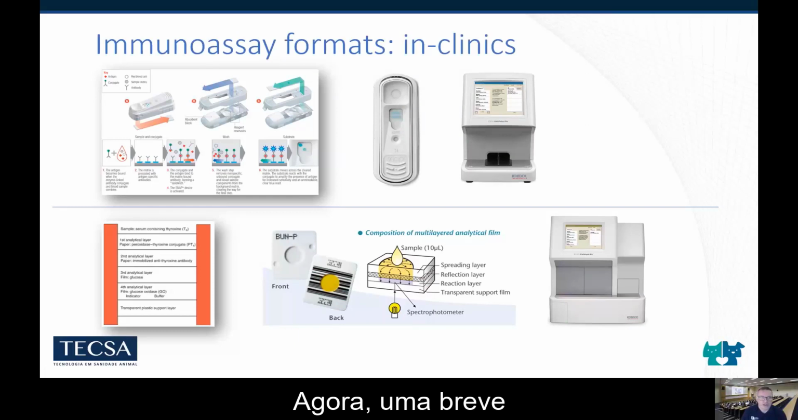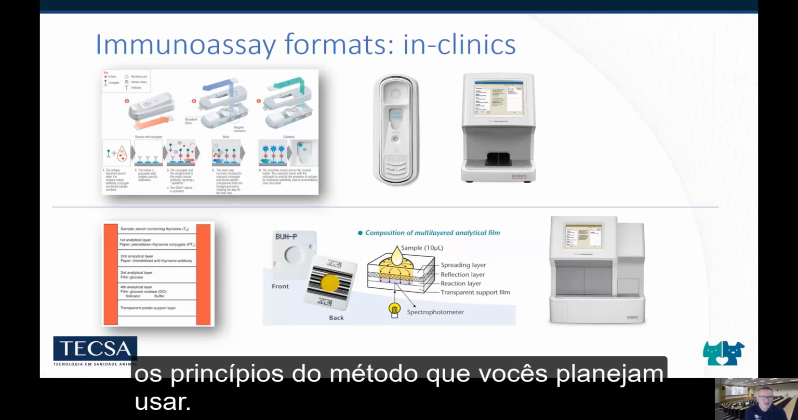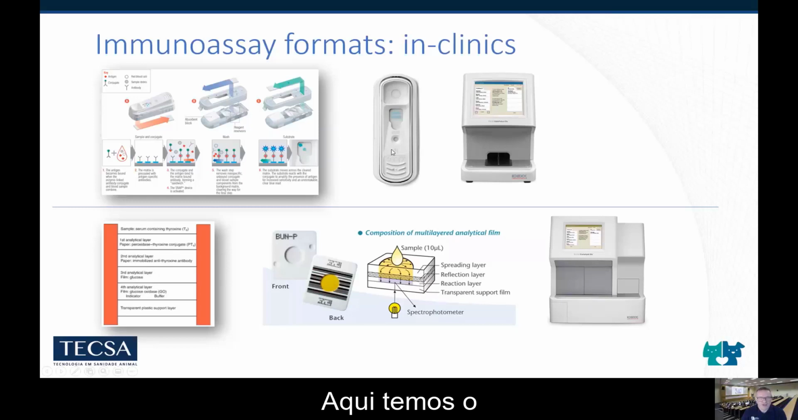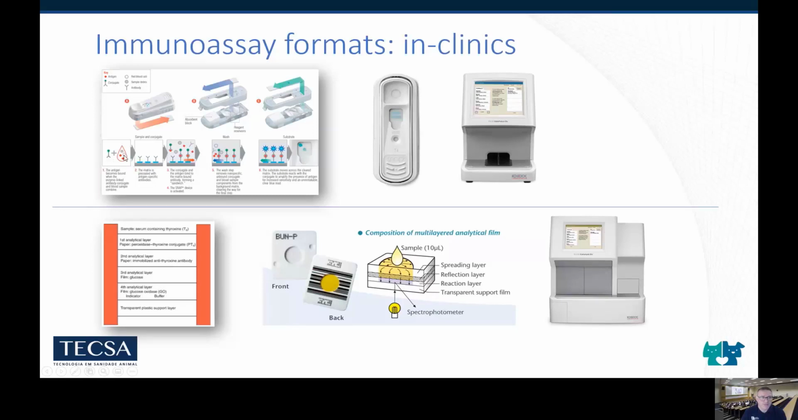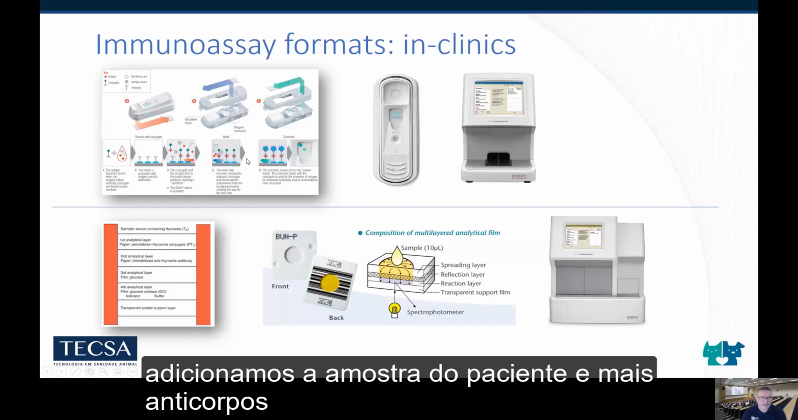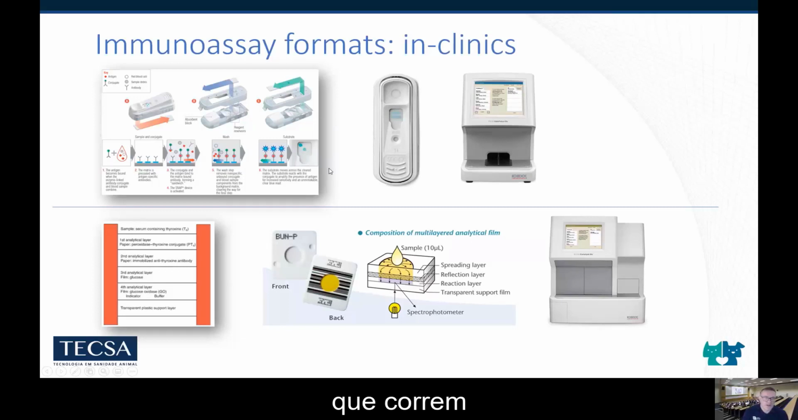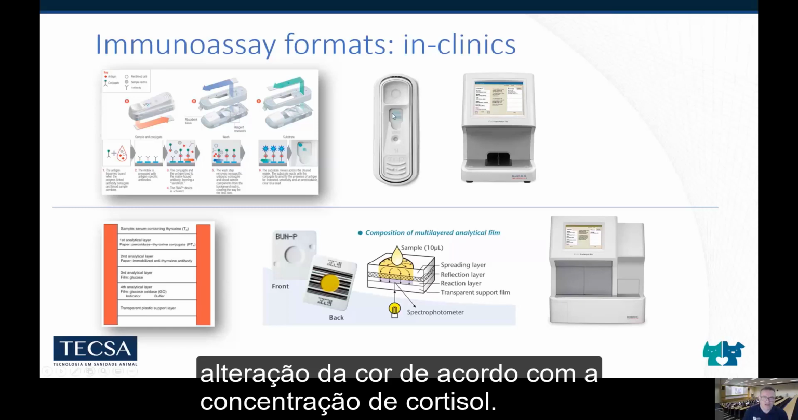So just a brief reminder, not in any great detail, but it's worth understanding how the method works that you're planning to use. In this snapshot or lateral flow type device, there are bound antibodies on a membrane, and the patient's sample and some more antibodies are passed across that membrane to get a change in color according to cortisol concentrations.